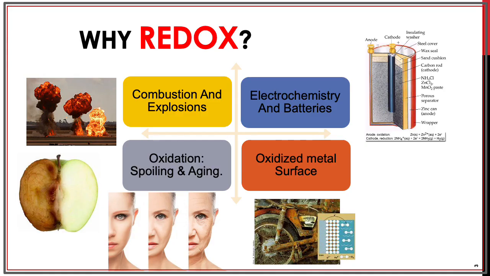Okay, why redox? Why is this reduction and oxidation process very important? Actually, it is very important in our daily life. It is important in the application of combustion and explosion, and in oxidation, that is in spoiling and aging. For example, if we have an apple, the apple is spoiled and goes through the aging process.